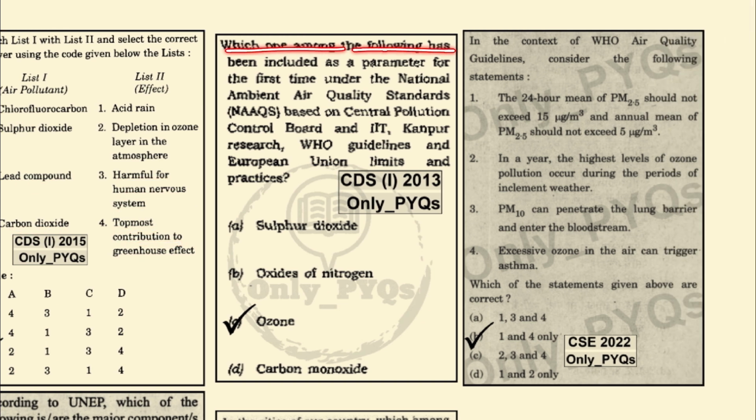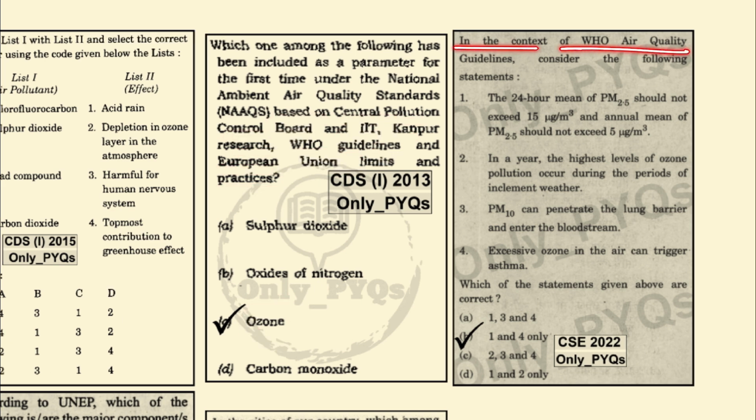Which one among the following has been included as a parameter for the first time under the National Ambient Air Quality Standards, based on the Central Pollution Control Board and IIT Kanpur research, WHO guidelines, and the European Union limits and practices? It is the ozone.